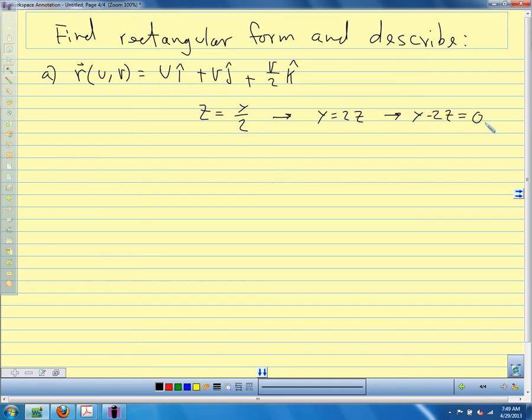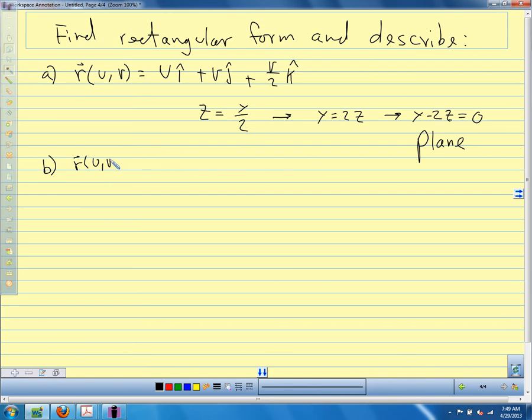So what kind of surface is that? That's a plane. We just have a linear relationship between y and z. And for any value of x, we have y equals 2z. Questions on that one? So we're just doing something similar to what we did with parametric equations for curves, just trying to relate our parametric equations to something that's familiar to us.